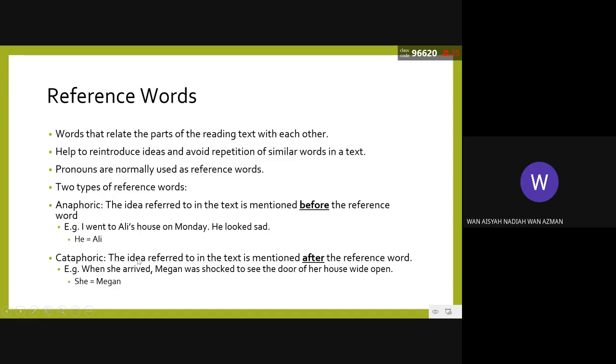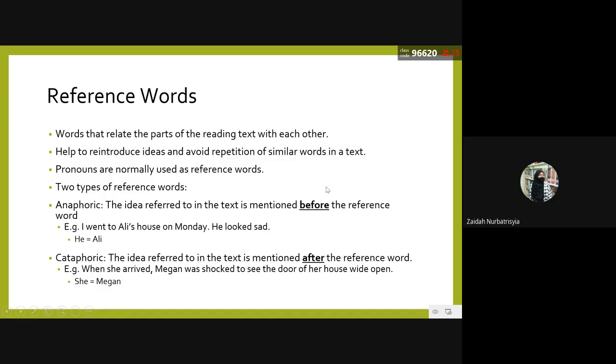So you see here, the reference word appears first. Then only we have the idea or the person or the object mentioned. So when the idea is mentioned after the reference word, then we call it cataphoric. Okay, so far okay?